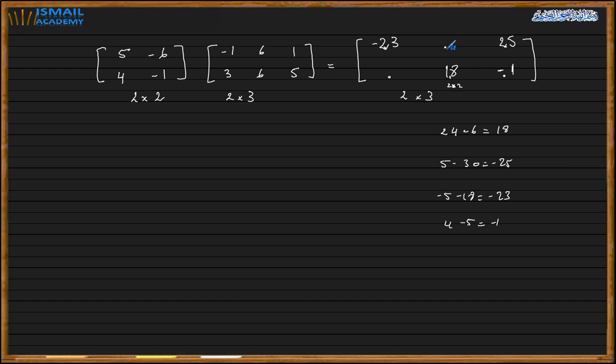Now I'm going to move to that one, which is first row, second column. So it's going to be 30 minus 36, which is minus 6. Now the last one is second row, first column. So it's going to be minus 4 minus 3, which is minus 7.